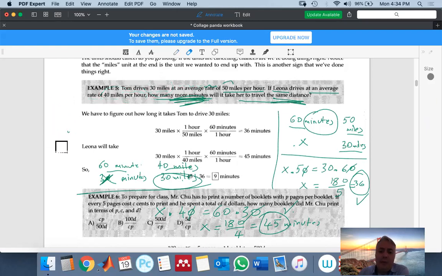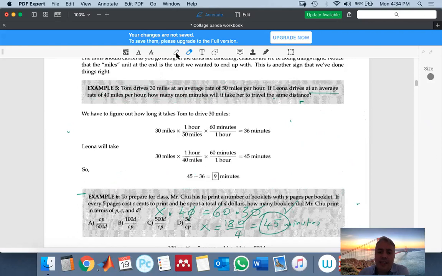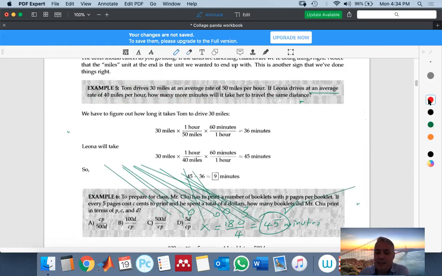Now the way which our book used, let's see, okay? It is here. What it says, this. It says this.